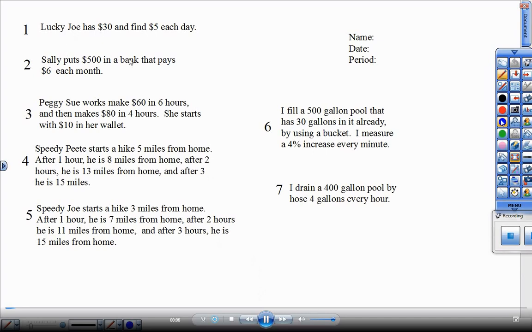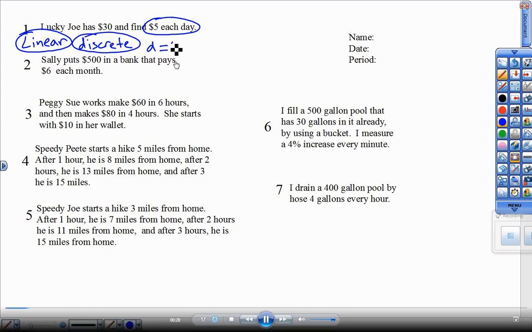But again, I need you to recognize, based on what we're looking at here, this one, Lucky Joe, is not tripling his money, not doubling. He's just finding the same $5 each day, which makes it linear. If he was doubling his money, tripling, exponential. But just finding the same amount each day, $5 each day, linear. This is discrete because he's waiting until the next day to find his next $5. And of course, D is 5.